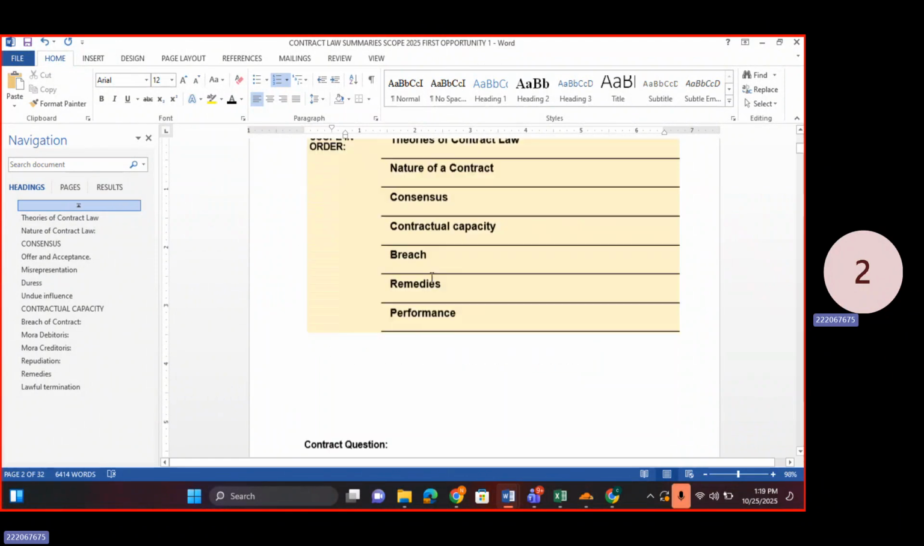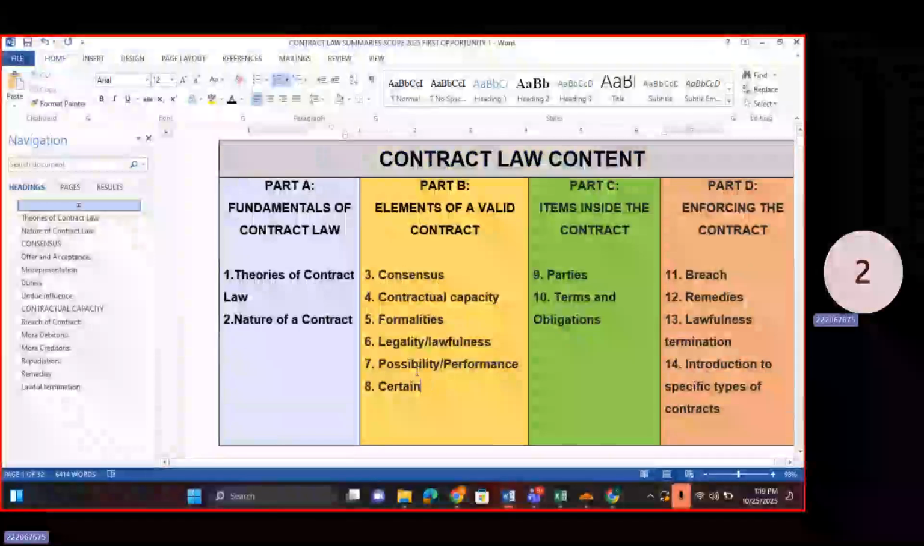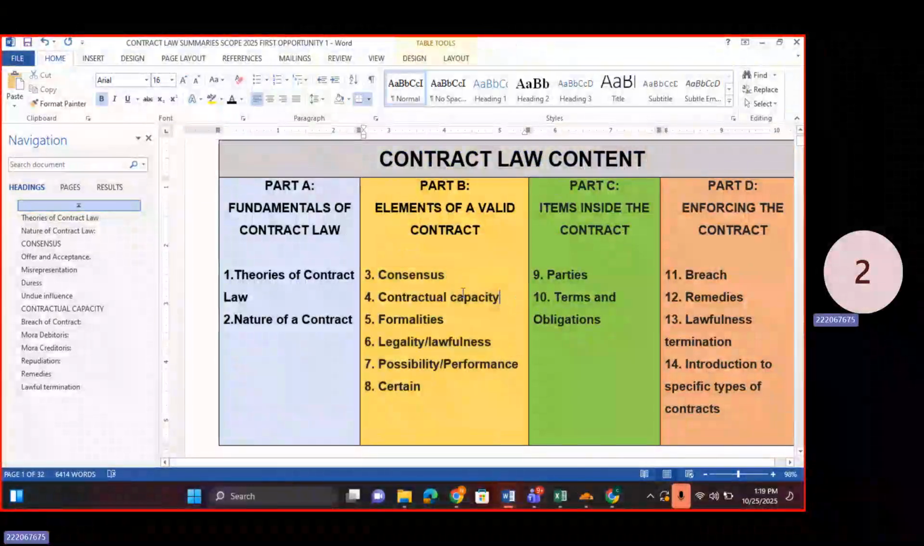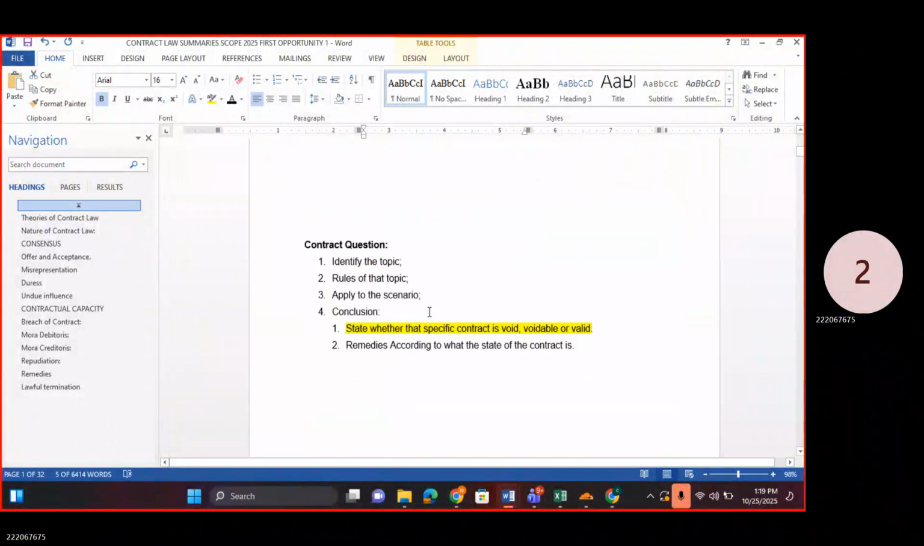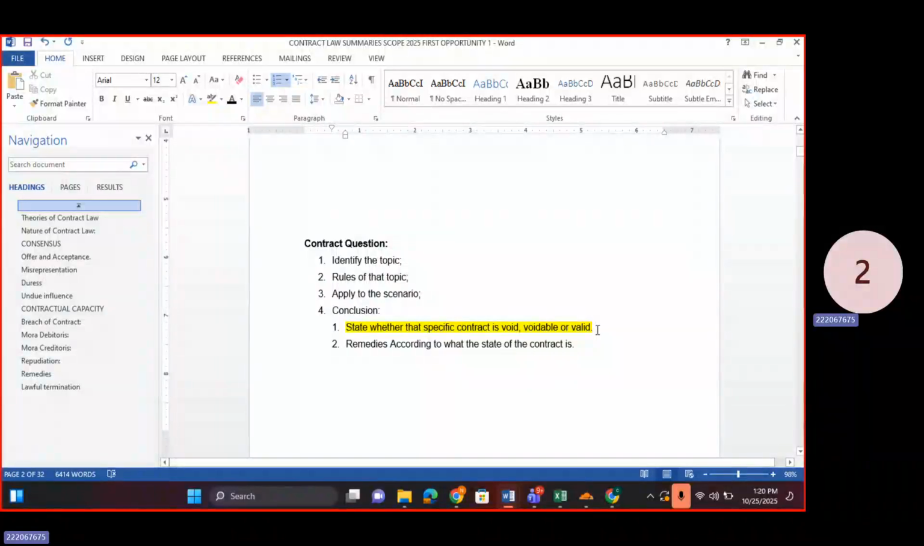And is it able to understand how, in your cases, consensus and contractual capacity affect the state of the contract? Does it make the contract void? Does it make the contract voidable, or does it make the contract valid? So that's the whole point of contract law. Are you able to identify?